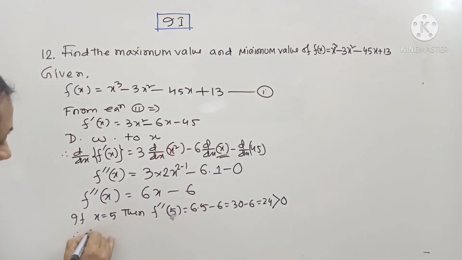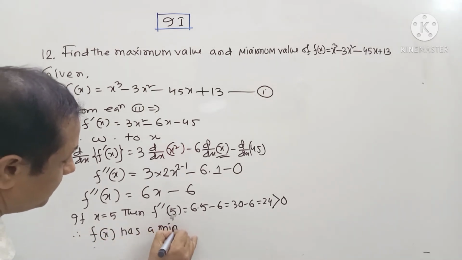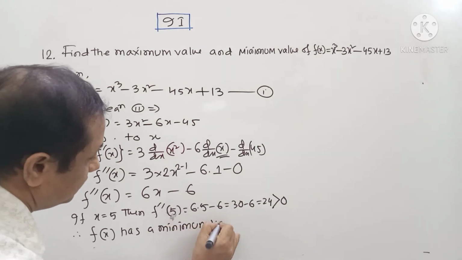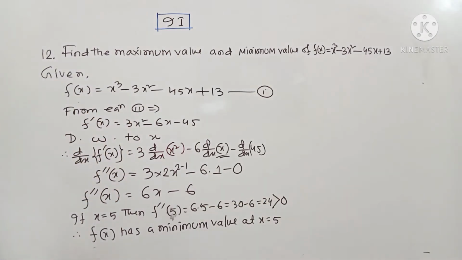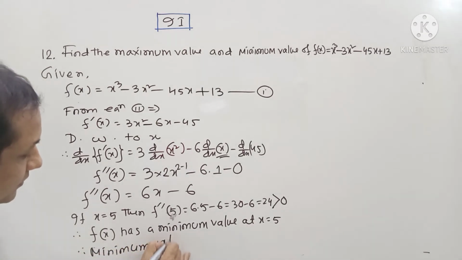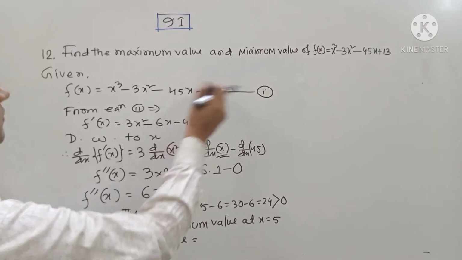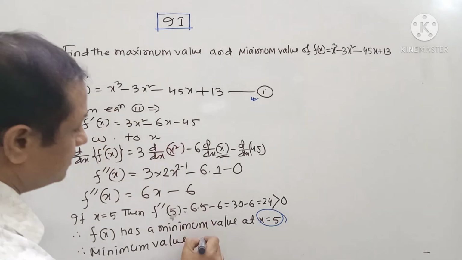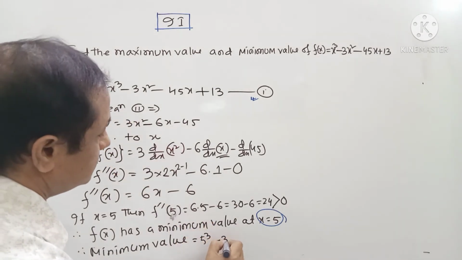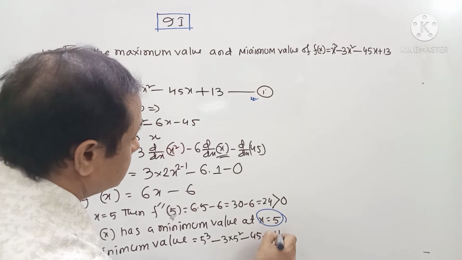So function f of x has a minimum value at x equals 5. So minimum value equals, putting the value of x equals 5 in equation 1, then we get 5 cube minus 3 into 5 square minus 45 into 5 plus 13.